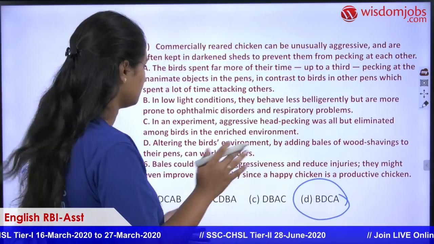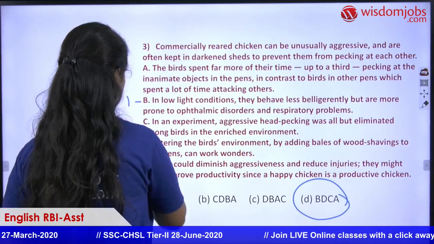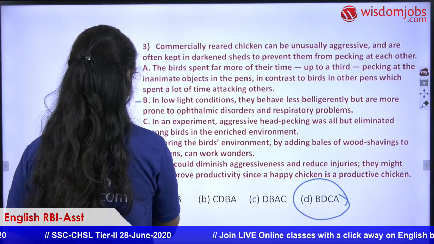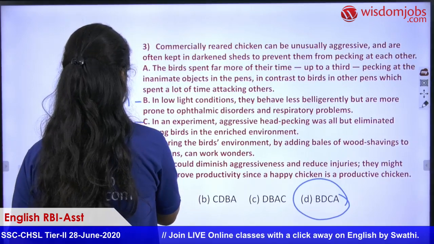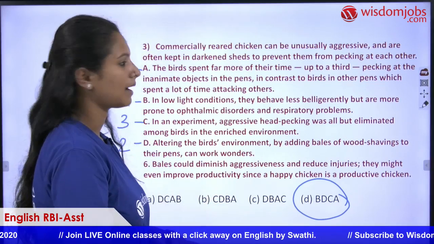Now let us sequence it properly and rearrange it. B is the first option as we have told, D is the second option as we have thought, C is the third, A is the fourth option. Now let us properly rearrange this whole paragraph.